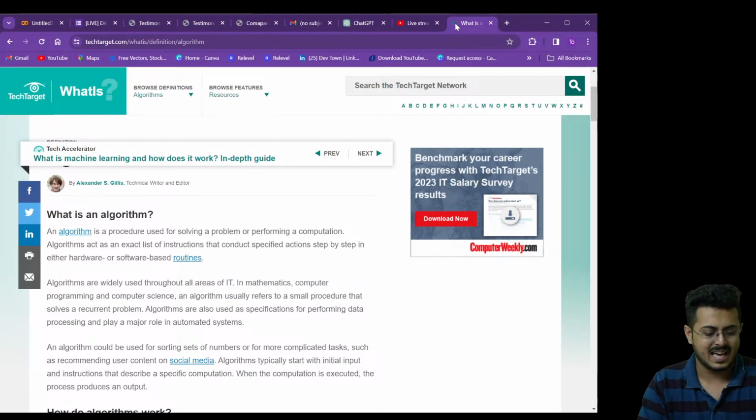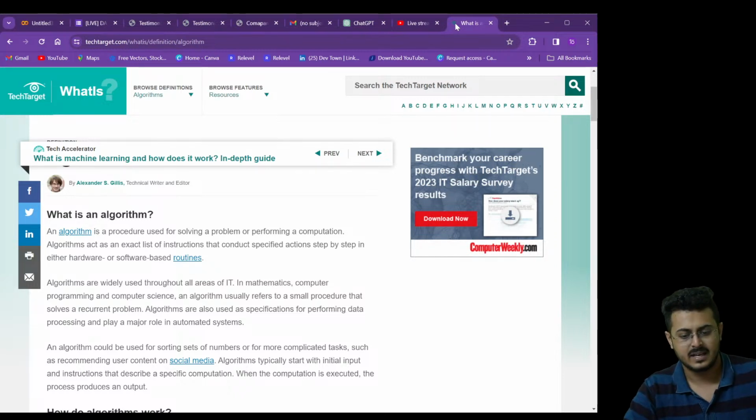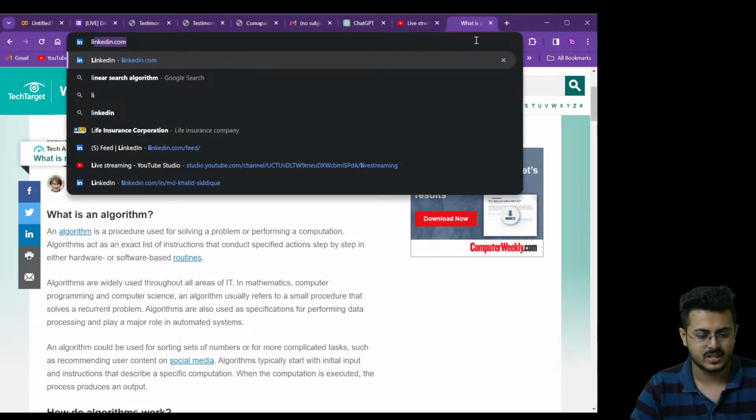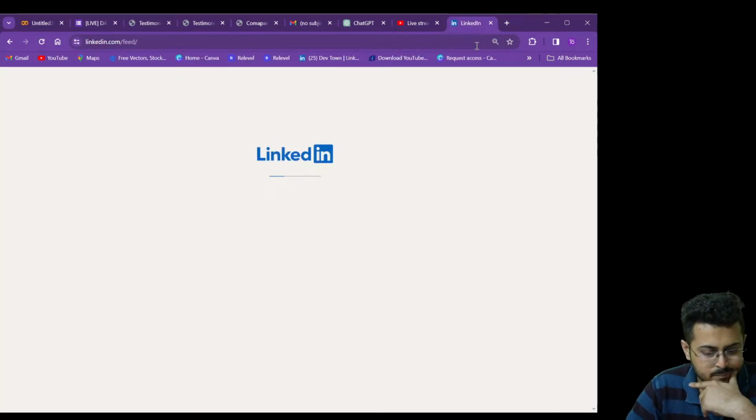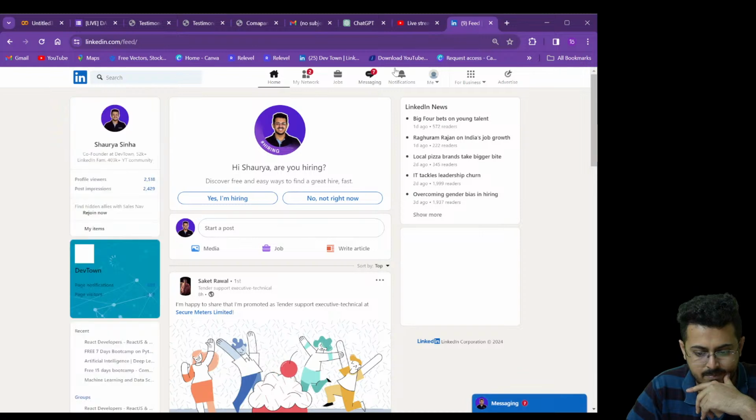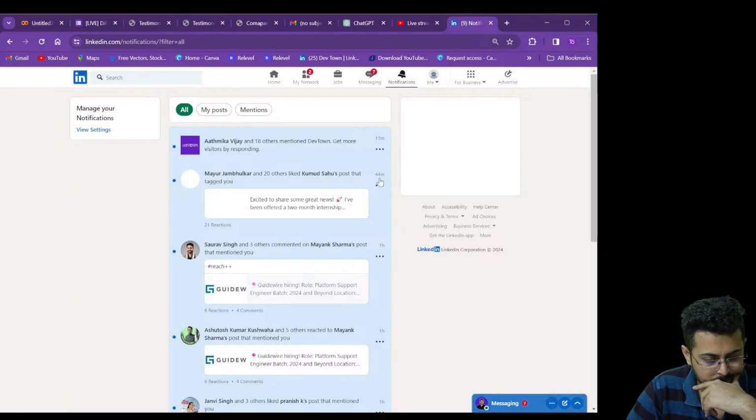Is there anybody in the class who has learned or who has an understanding of the min-max algorithm? Anybody who has heard about the min-max algorithm? Maybe it's taught in your college or something like that. Min-max algorithm, guys. No?